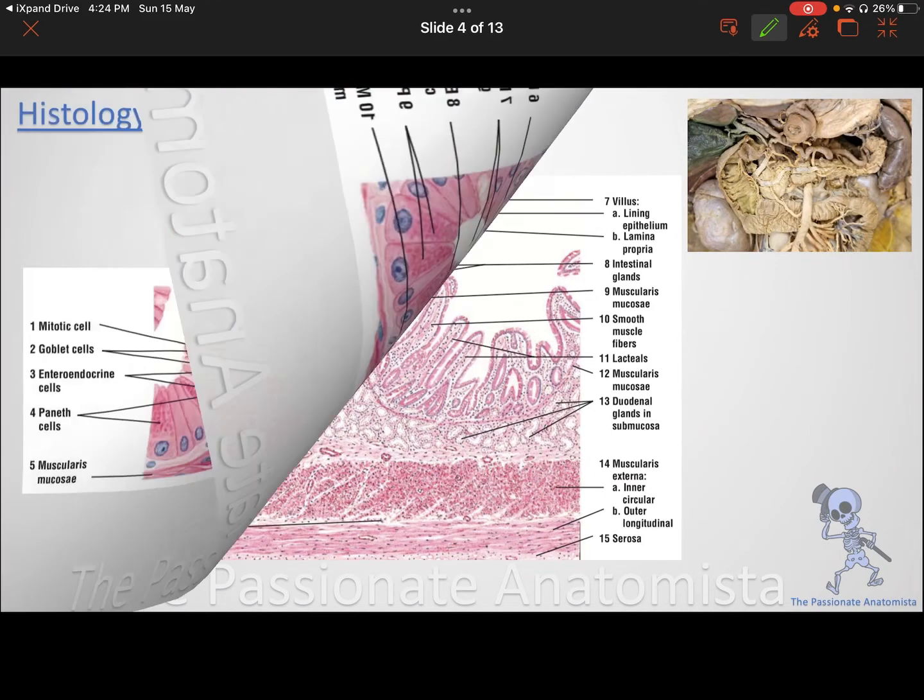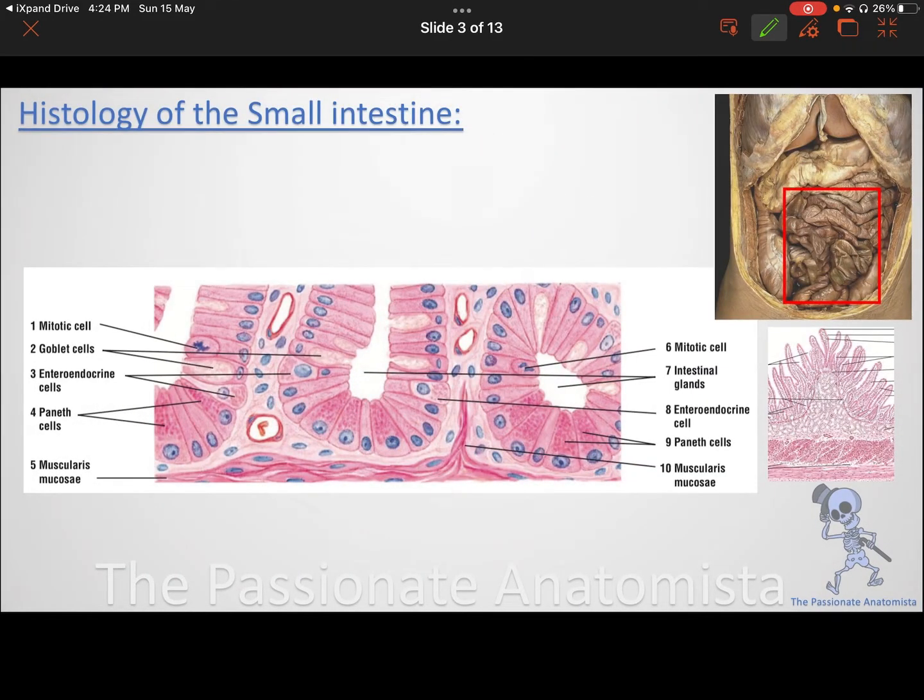Back to this, I have important cells in the small intestine. Of course, we do have enteroendocrine cells again, because remember that we need to communicate with the different parts. We have them in the stomach, in the small intestine, and so on. But what I want to mention here is that we have the Paneth cells.